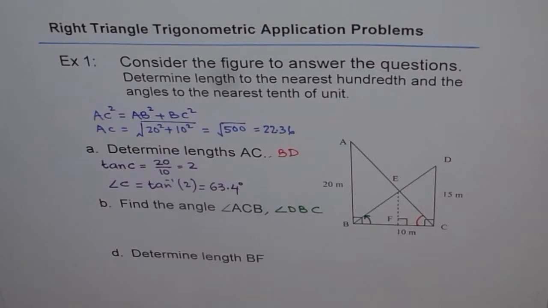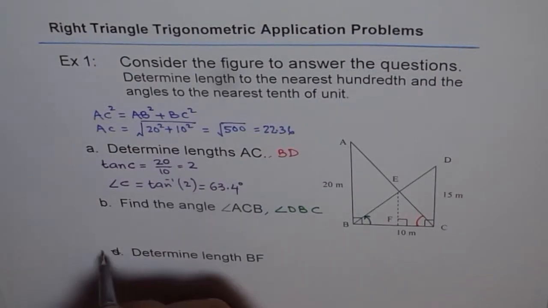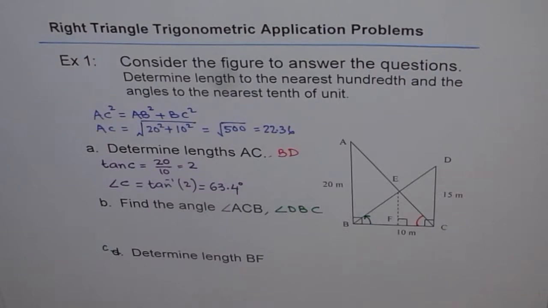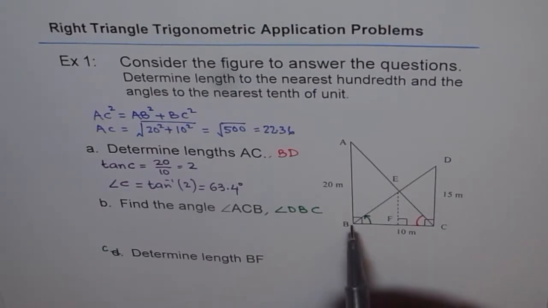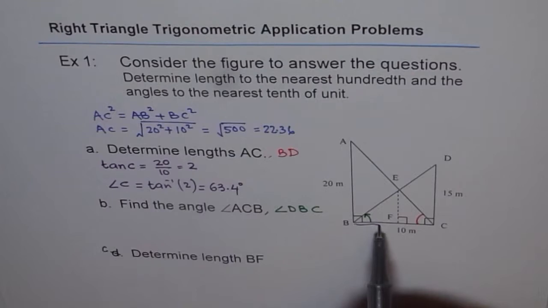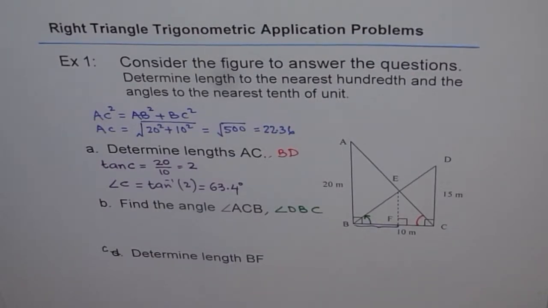Now let's do part C here. I have skipped some part of it because I will be giving that as an exercise to you. So determine length BF. That means B to F is this distance. So we need to find that distance. Now how can you find it? Well, by now you know the angles also. So if you know the angles, you can find this side also using angles.